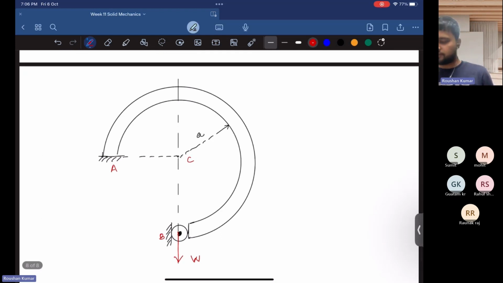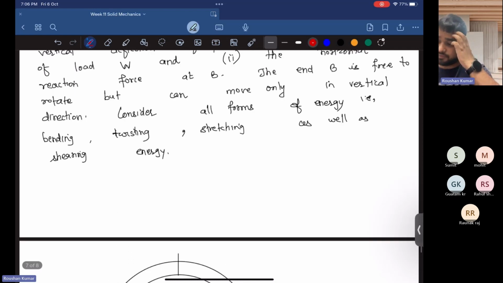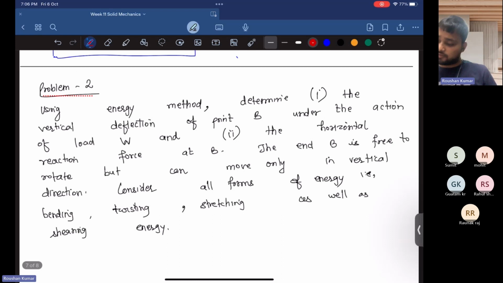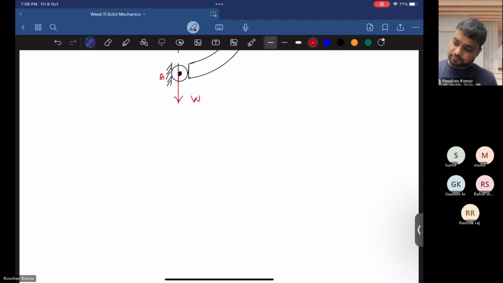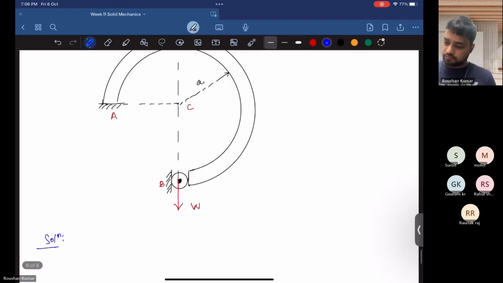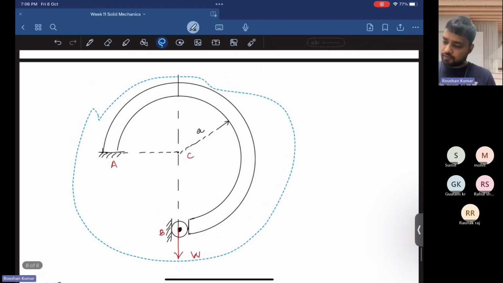So there is a horizontal constraint here. So there must be a reaction force acting in the horizontal direction. Now the next part: consider all forms of energy, that is bending, twisting, stretching, as well as shearing energy. So here we have to consider all forms of energy. That means there are no assumptions made. So let's start the solution first. I copy this figure again so that I can use it one more time.